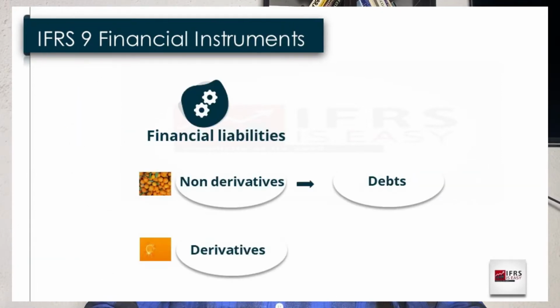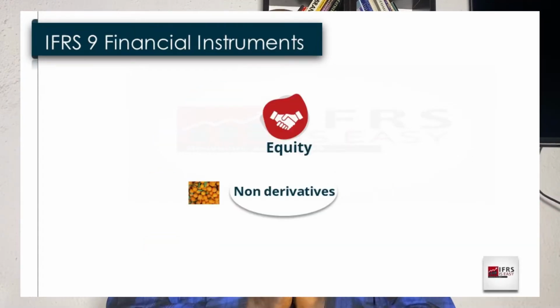For financial liabilities, we talked about the fact that they are also split into derivatives and non-derivatives, but financial liabilities only have debt instruments as non-derivatives. We do not have investment in equity because investment in equity is actually a financial asset. Equity are always non-derivatives. Okay, so how do we classify and measure?